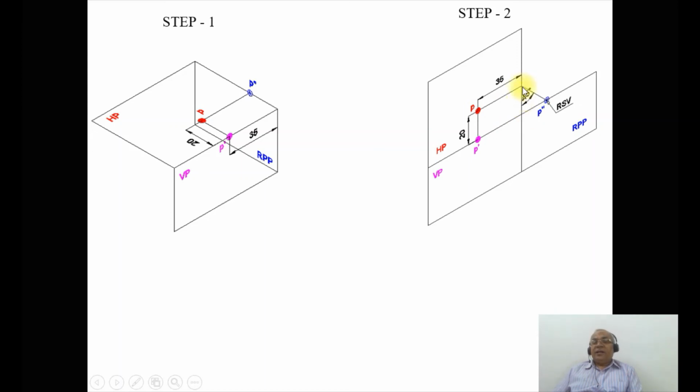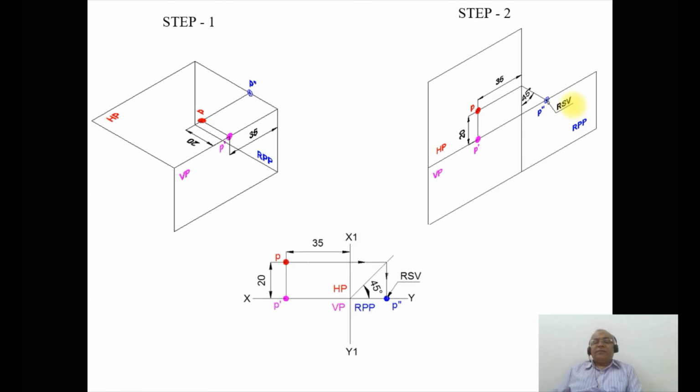When you draw a line inclined at 45 degrees such that it will come to the profile plane, this vertical distance is transferred into the horizontal distance, and you mark this point as P double dash, and the view you are going to get for this is the right side view.